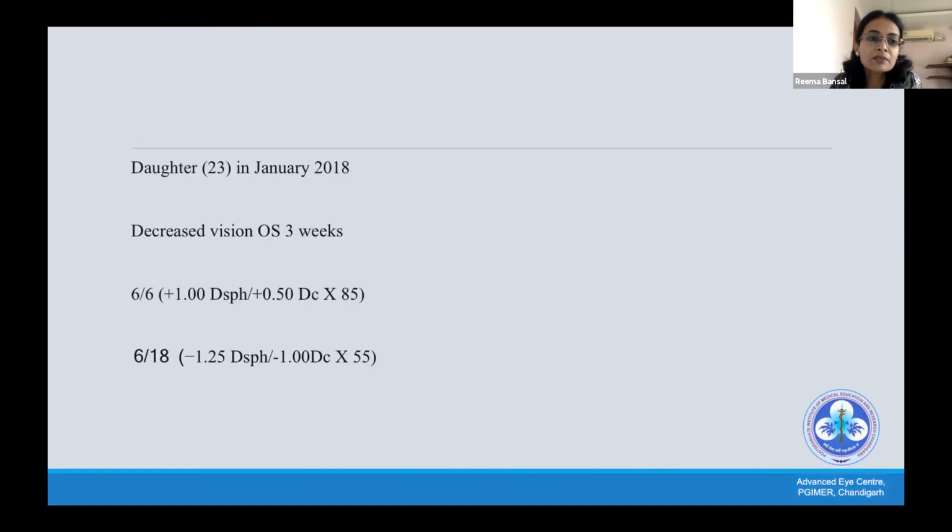So we had this patient, a female, 23 years old, who presented to us in 2018. She was the daughter of a patient who was already with us with a diagnosis of uveal effusion syndrome. Now she comes to us with decreased vision since 3 weeks in the left eye. Her refraction was kind of misleading, hypermetropic in the right eye and myopic in the left eye. So what would we be dealing with?